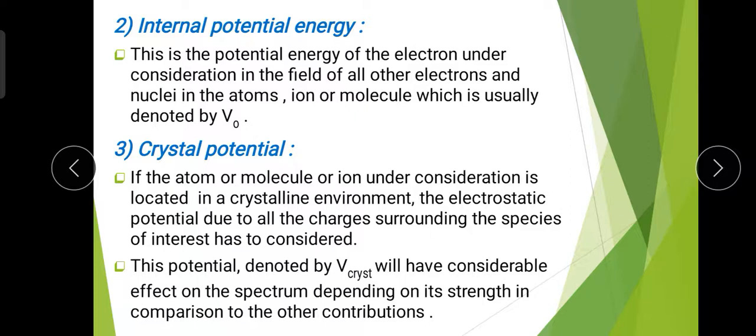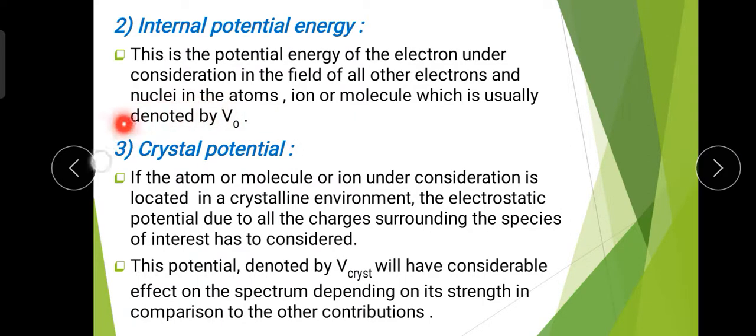That means this is the potential energy of the electron under consideration. If we consider a particular electron in the field of other electrons or nuclei or atoms or molecules, due to that interaction we get some internal energy, which is denoted by V0. So this also contributes to our total Hamiltonian.